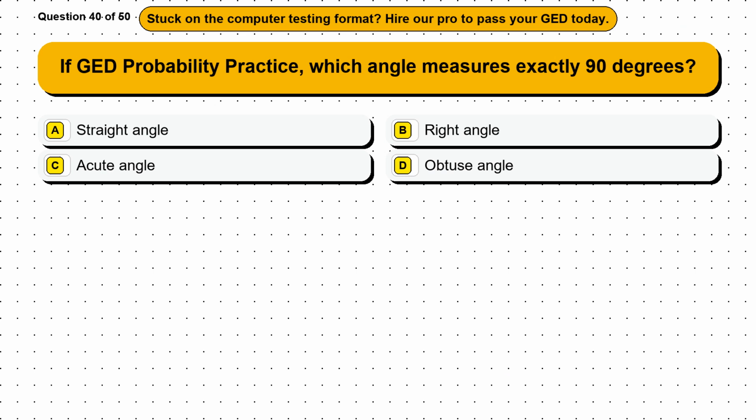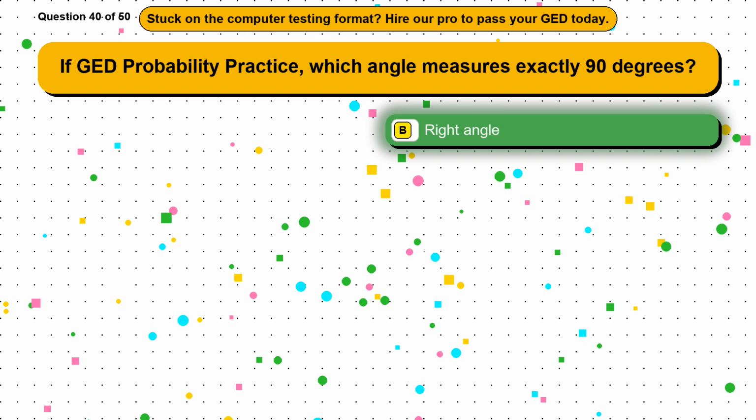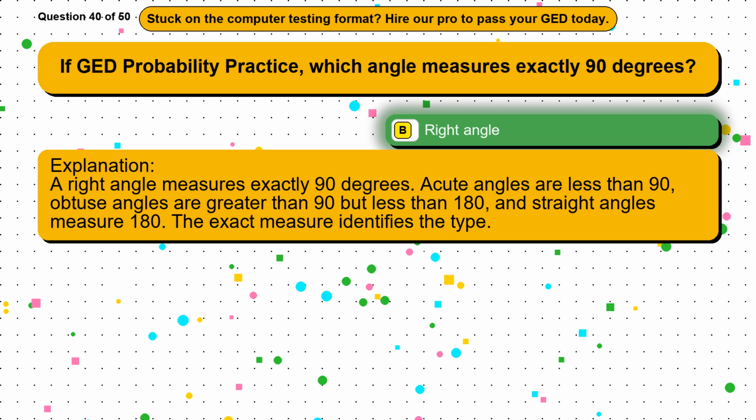Question 40. If GED probability practice, which angle measures exactly 90 degrees? Option A, straight angle. Option B, right angle. Option C, acute angle. Option D, obtuse angle. The correct answer is option B, right angle. A right angle measures exactly 90 degrees. Acute angles are less than 90, obtuse angles are greater than 90 but less than 180, and straight angles measure 180. The exact measure identifies the type.